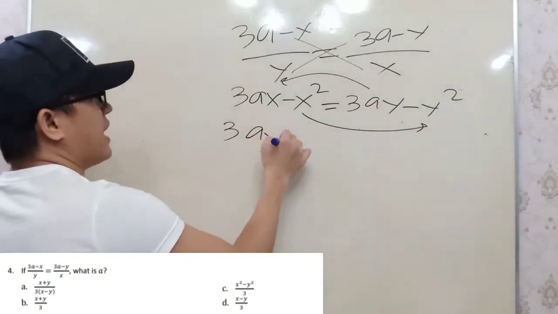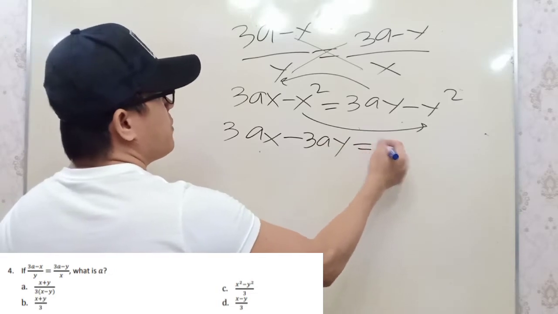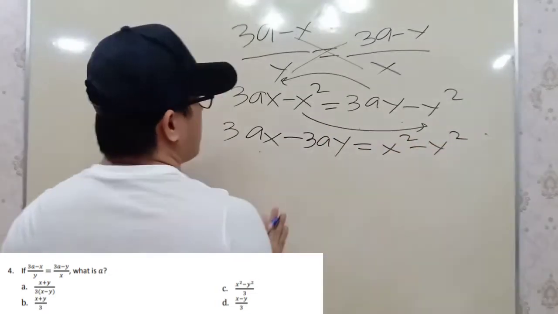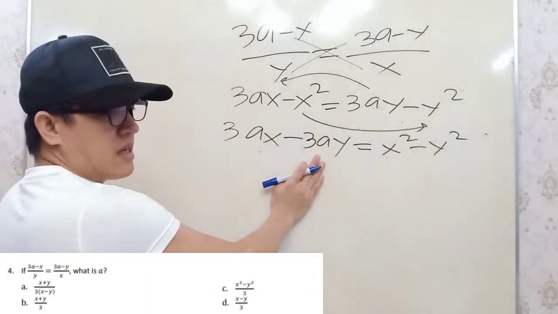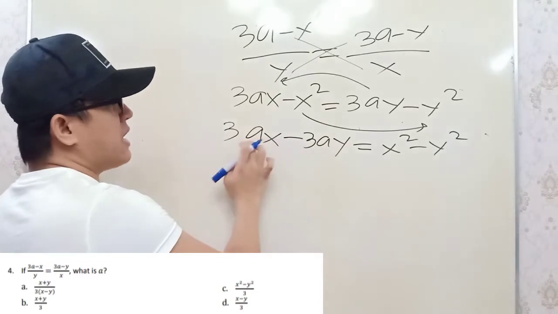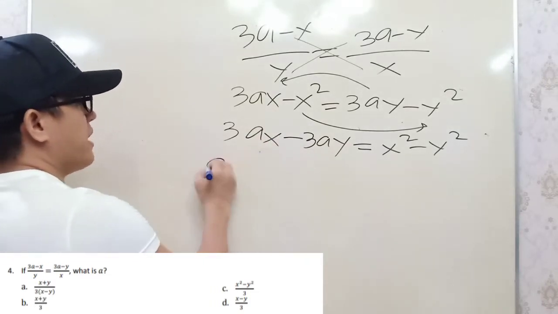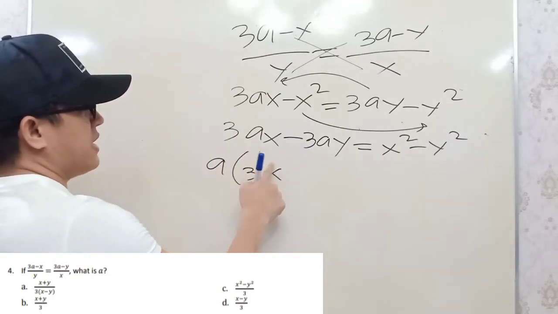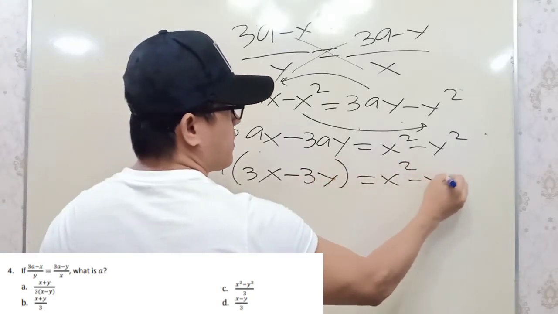So, we have 3ax minus 3ay is equal to, this one becomes positive, so we have x squared minus y squared. Okay? X squared minus y squared. Then, what's this? Let's try to factor out a, which is common on both of these quantities. So, we have a times 3x. Okay? So, kunin lang natin si a actually. And then, minus 3y is equal to x squared minus y squared.